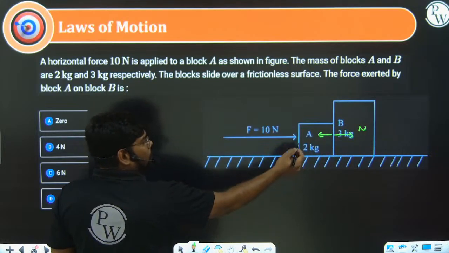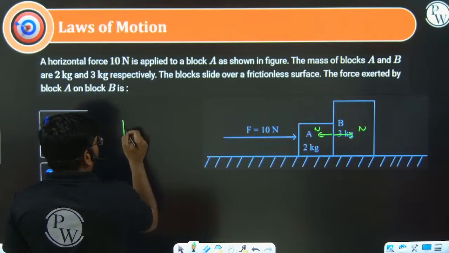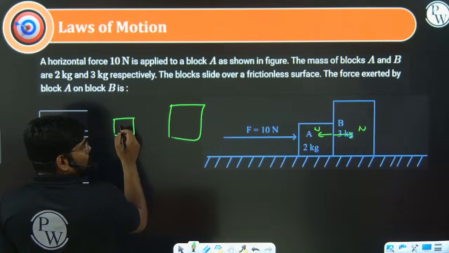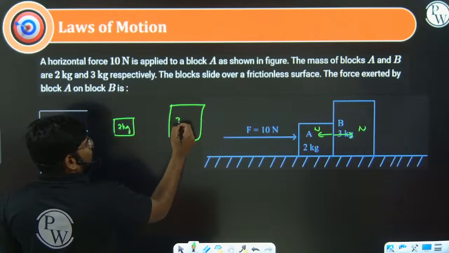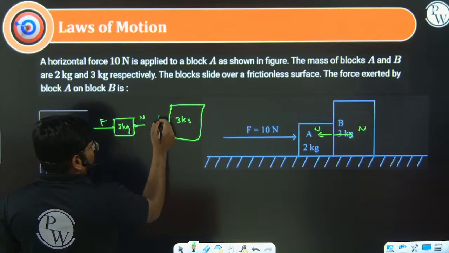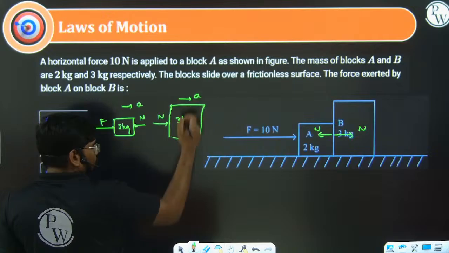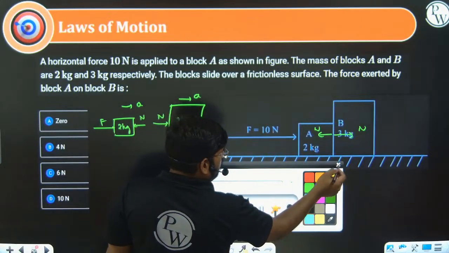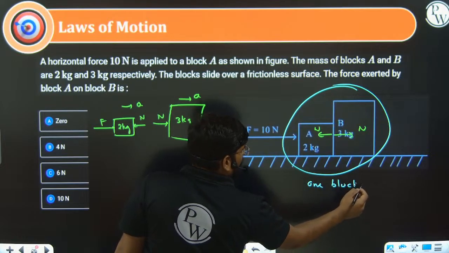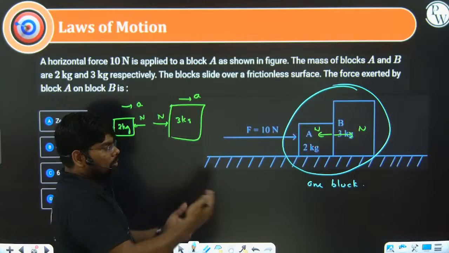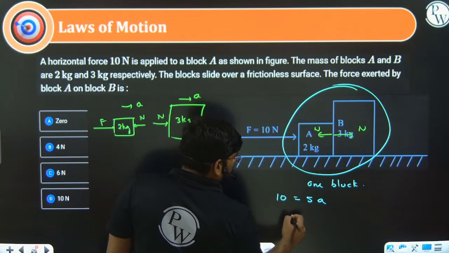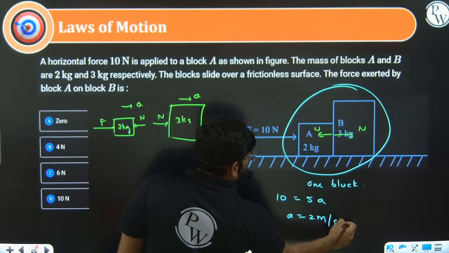How do we solve this kind of question? Very easy. Draw the free body diagram. This is one block, this is another block. You show the forces, 2 kg, 3 kg block, here F, here N, here N. So this is accelerating, this is accelerating. Now, one question that you can ask yourself is, can we consider this as one block, or at least acting like one block? Because both are moving together. When they are considered to be one system, net force is equal to total mass into acceleration. The acceleration is 2 meter per second square.